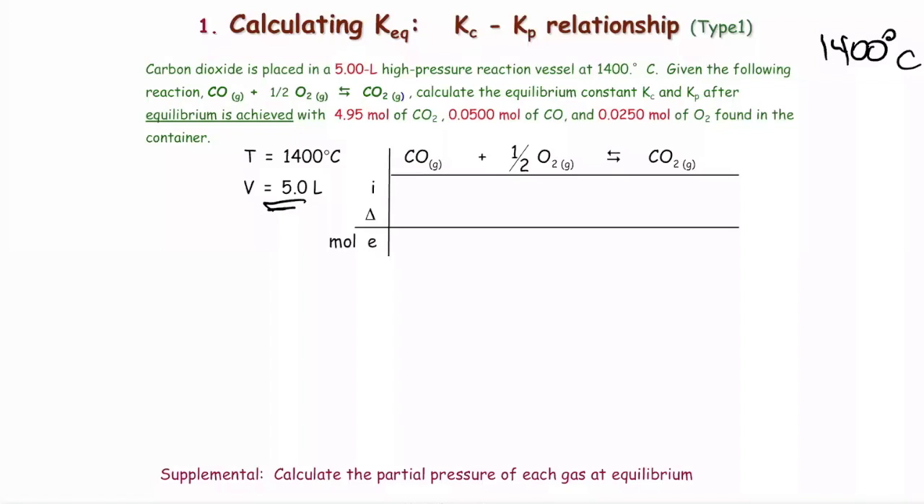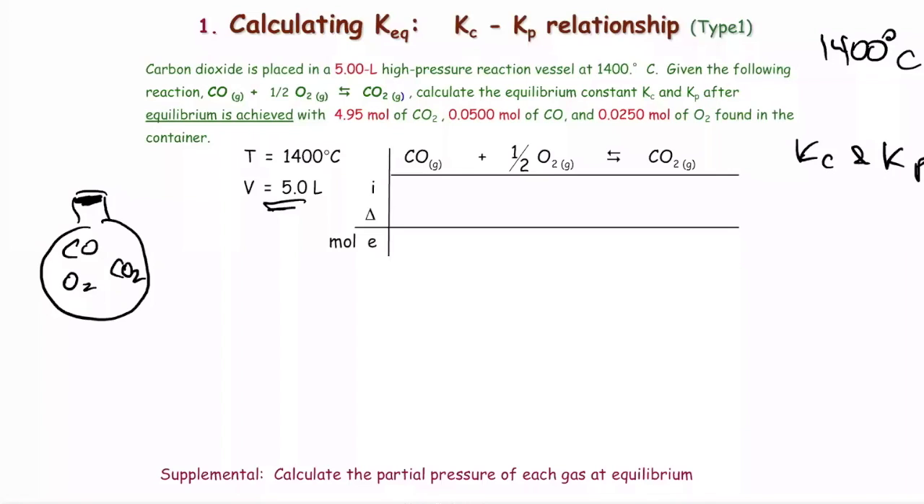Okay, so you got this reaction. It's in a 5-liter vessel. Generally, when we have a vessel, we have some sort of enclosed container like that. It's enclosed and the reaction is taking place here. We've got carbon monoxide, we've got oxygen in here, and we've got carbon dioxide in here. So that reaction is in equilibrium. Given the following reaction, CO plus 1/2 O2 gives you CO2, calculate the equilibrium constants Kc and Kp, and we could calculate Kc and Kp because all of these are in the gas phase.